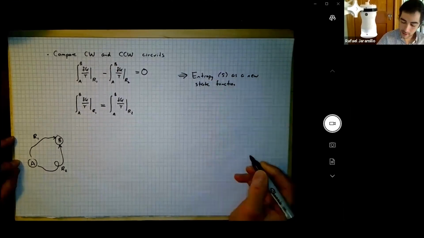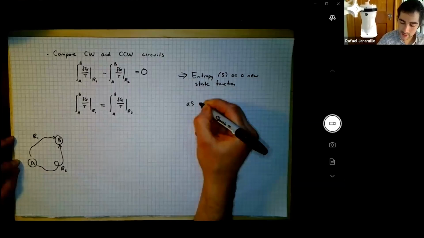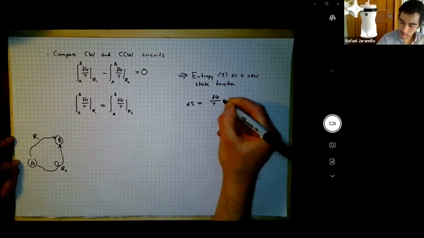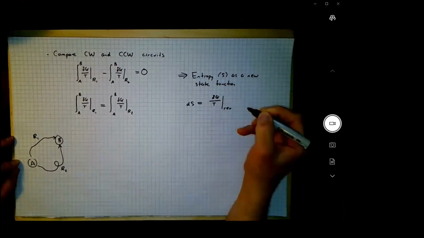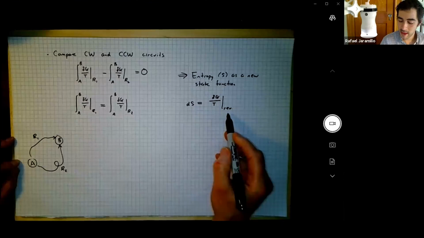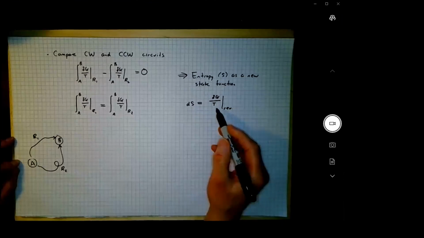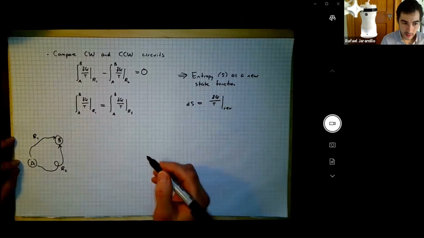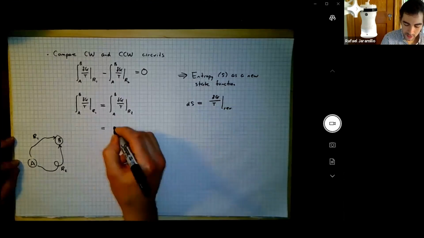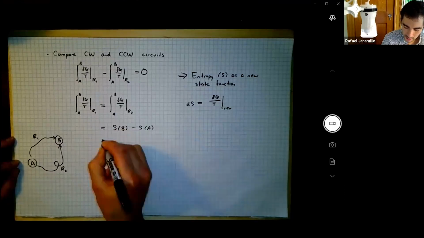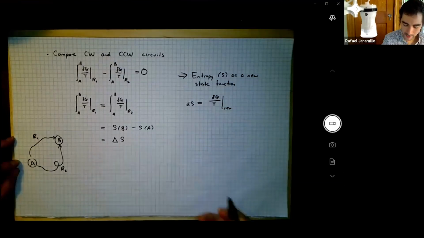Why? Because it seems to be something which has an exact differential. For any reversible process, not any specific reversible process, but any reversible process, dq over T is equal to the exact differential of entropy. What that means here is that this is the entropy of B minus the entropy of A, or delta entropy.